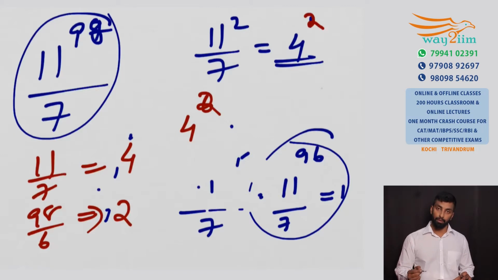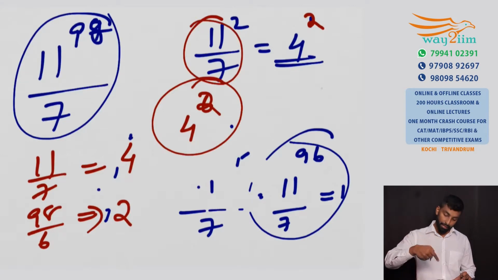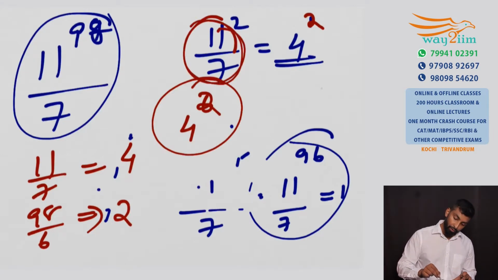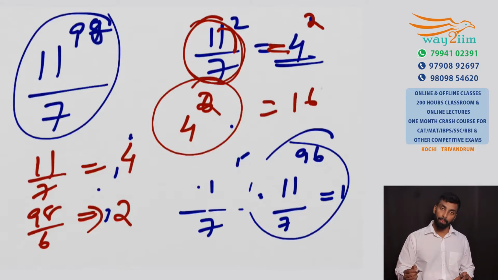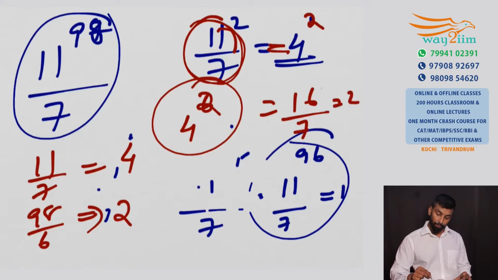4 raised to 2. Basically what does this mean? 11 by 7 you need to do 2 times. 11 by 7 one time will give you 4. 2 times will give you 4 squared, that is 16. So you need to do it again, right? Because it is greater than 7, you need to do it again. You will get it as 2. I hope any question based on this pattern you can solve now.